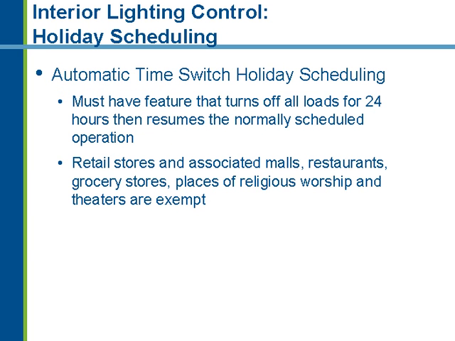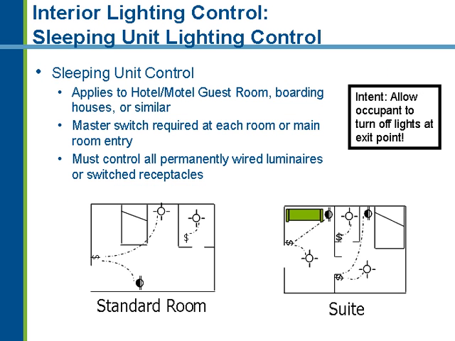So a final minor point to this control requirement is that you also have to have the capability of holiday scheduling. The feature would then be able to schedule turning off all loads for a 24-hour period during the holiday and then resuming the normal schedule after the holiday. And there are some exemptions to this. Some spaces, retail stores, associated malls, restaurants, grocery stores, places of religious worship, and theaters are exempt because the holiday switching generally doesn't apply because holidays don't apply in those type of retail businesses that they might to offices or other types of facilities. That takes care of automatic lighting shutoff.